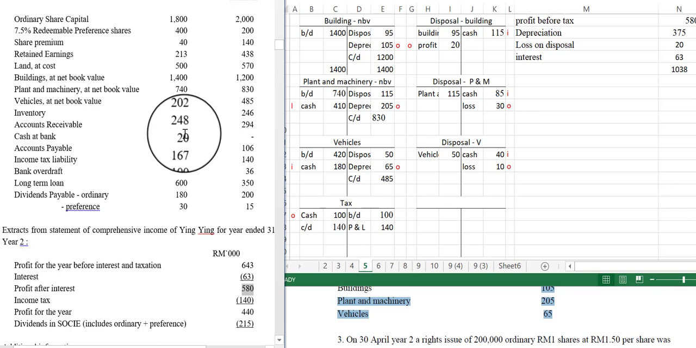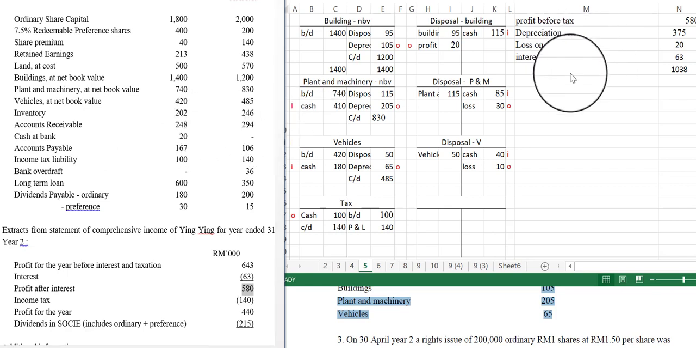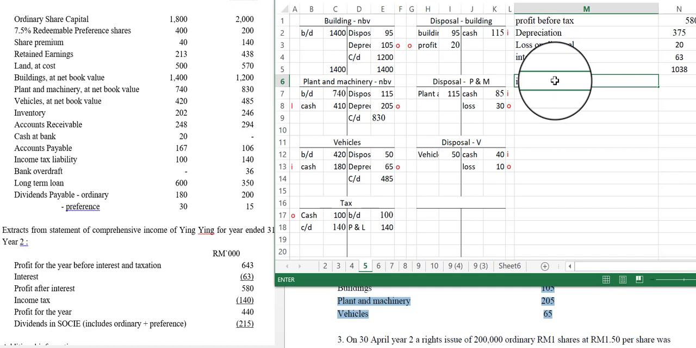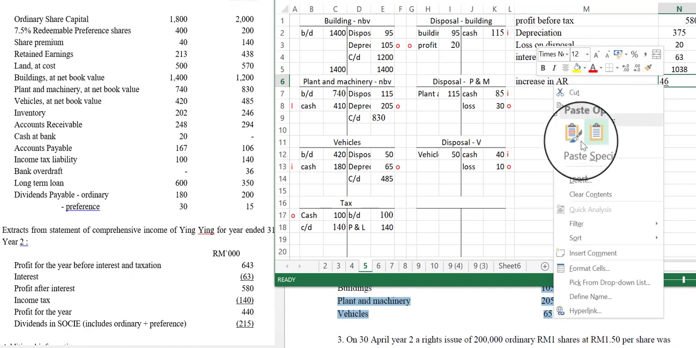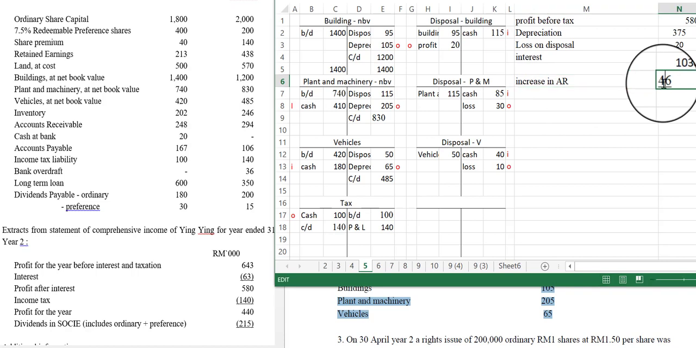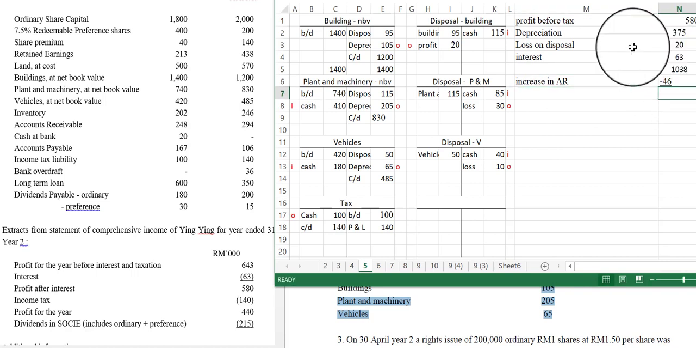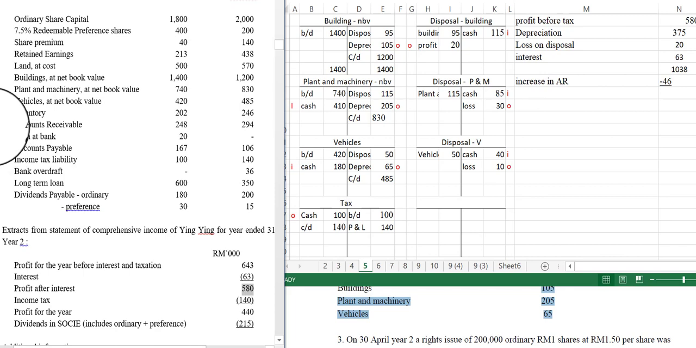Okay, now then we have to check on your account receivables and all this thing. Okay, here you have your account receivable 248 and 294. So there is an increase in account receivables. Okay, increase in account receivables. So the total increase in account receivables is basically 46. Now, increase in account receivable basically means that your cash with you getting lesser. Okay, because they are not paying you. Since they are not paying you, the cash that you have is lesser. So basically, increase in account receivable is a minus. Okay, so here account receivable we have done.